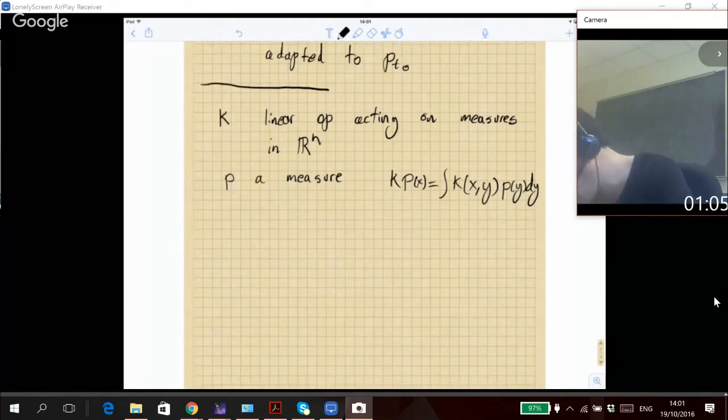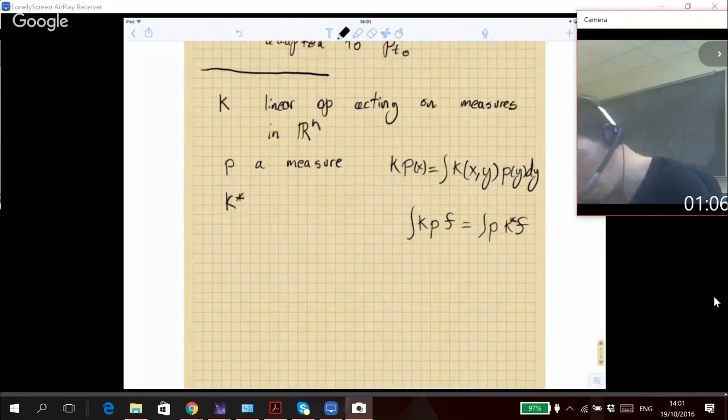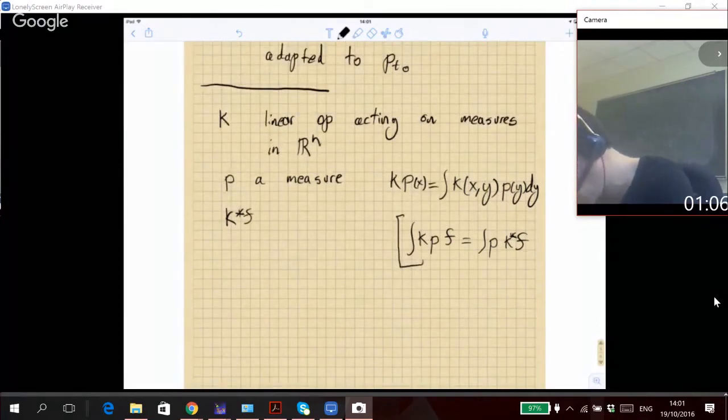And we can just consider the adjoint operator to K. So if K acts on a measure P, we want to define an adjoint operator in the sense that KP times a function F will be equal to P times K star of F. If we want this to happen, we just need to define K star of F at Y to be the integral of K(X,Y) F(X) dX.